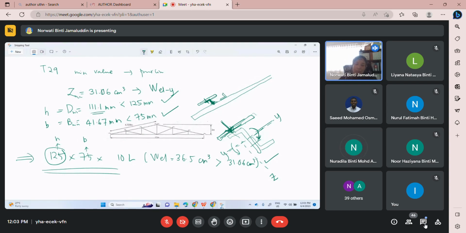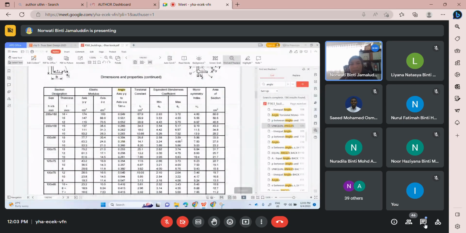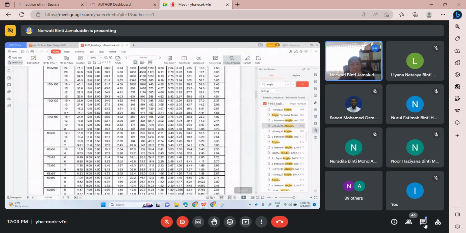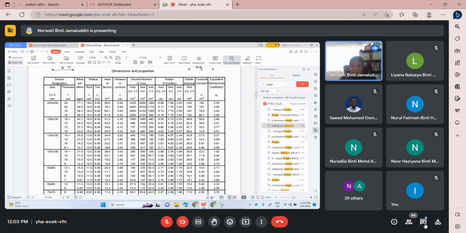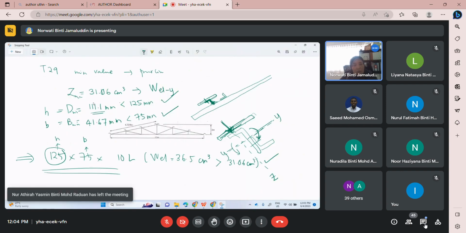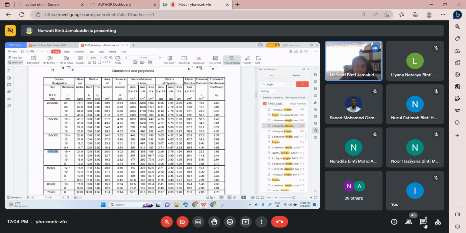Depends. Let's say if you want to use equal angle, the elastic modulus in Y and Z is similar. Then we know that the minimum is 31. It looks like the closest value is 35, so you need to use 100 times 100. But your H minimum is 111, but you provide 100. So, tak pass. You cannot use this.